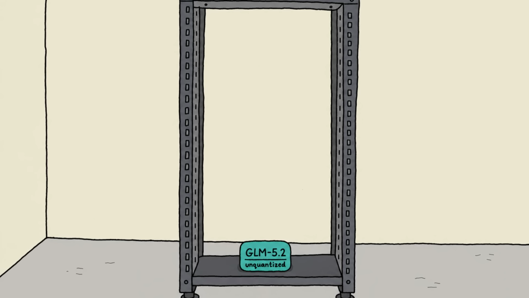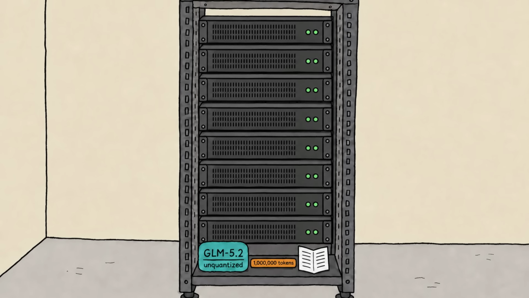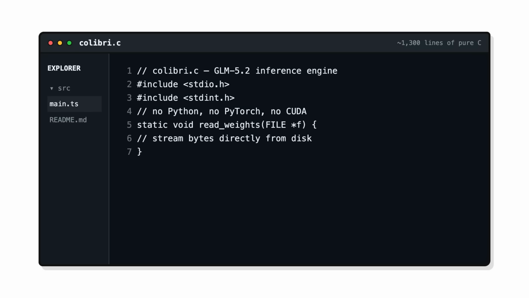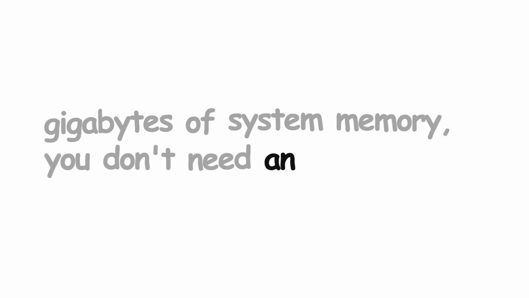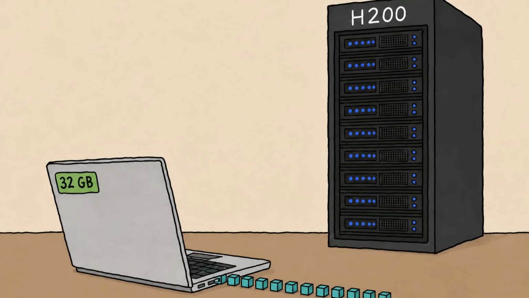To run it unquantized with its full 1 million token context window, the deployment guides tell you to spin up an 8-node H200 cluster. But Colibri breaks that entire narrative. It is about 1,300 lines of pure C code. There is no Python, there is no PyTorch, there is no CUDA. It is just a bare metal engine that reads bytes from a disk. Which means if you have 25 to 32 gigabytes of system memory, you don't need an H200 cluster to run the model. You just need a really clever way to stream it.